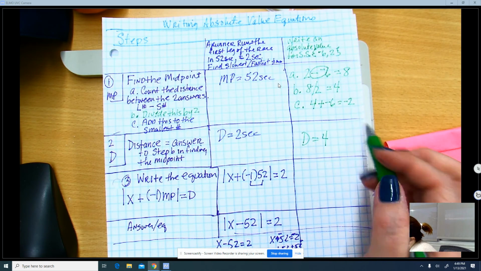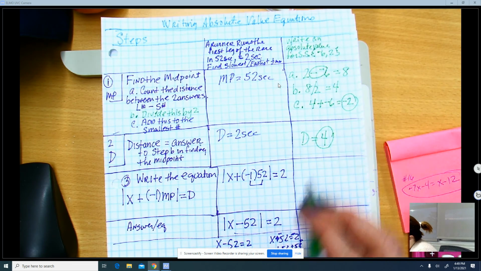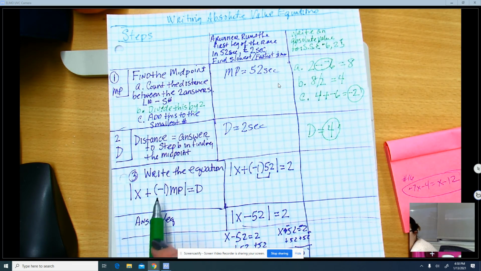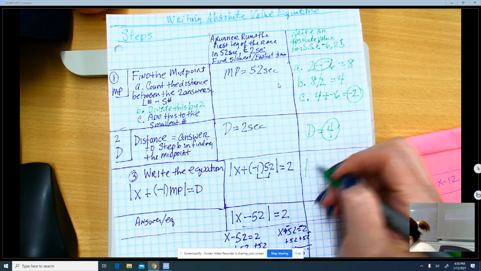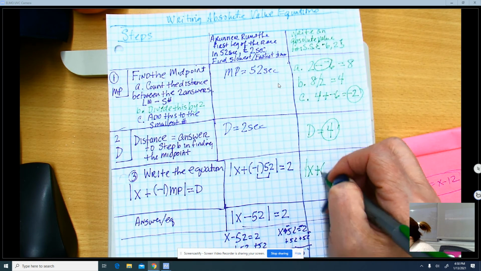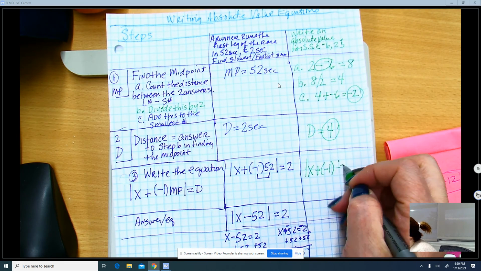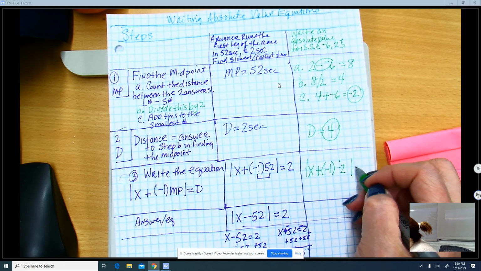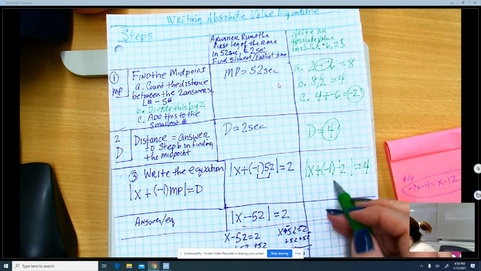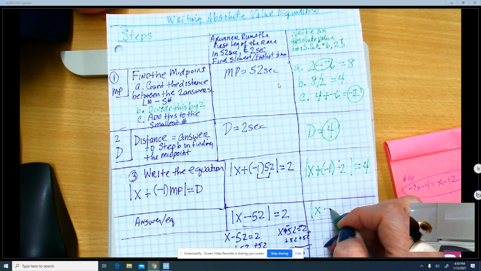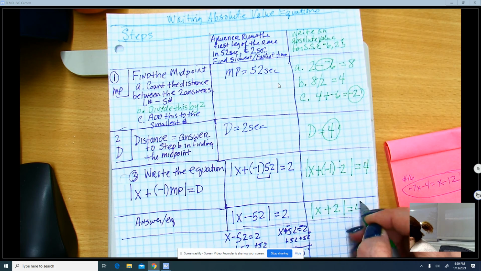And now I'm going to substitute what I came up with for the midpoint and what I have for the distance in the formula. Absolute value of X plus -1 times the midpoint equals D. So absolute value of X plus -1 times the midpoint, I have -2, end of the absolute value, is equal to the distance of 4. And here I just am going to clean that up to be the absolute value of X plus 2, because -1 times a -2 is going to be +2, equals 4.